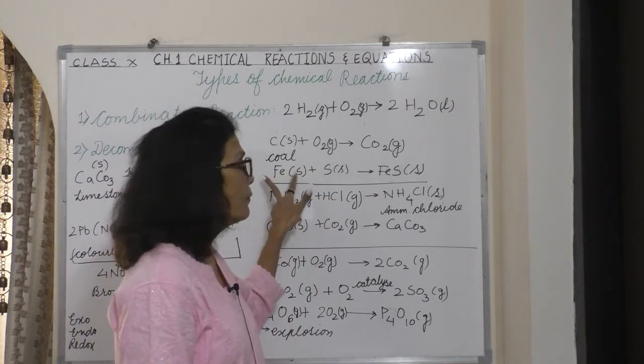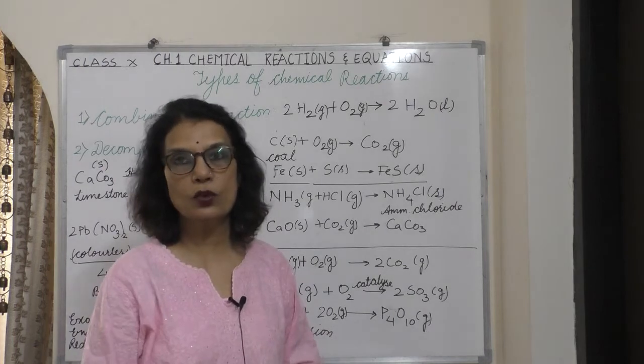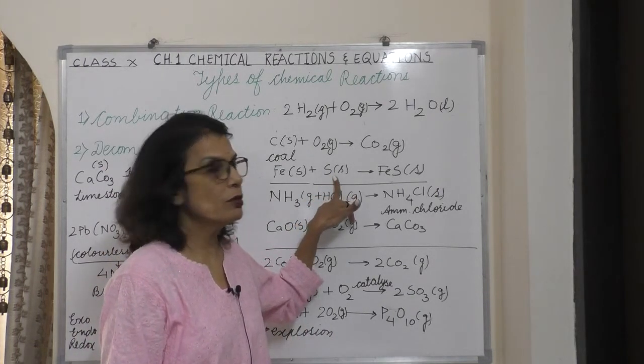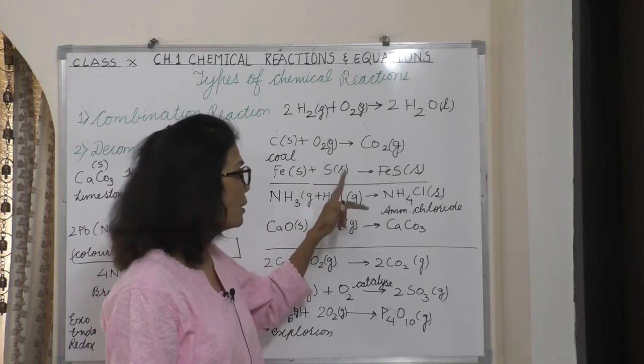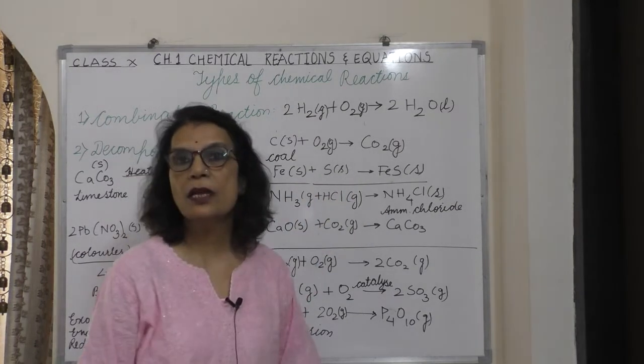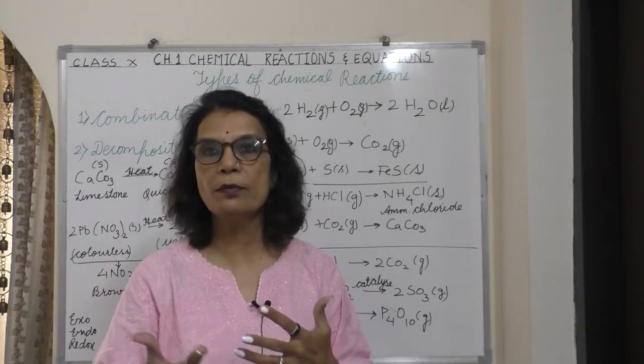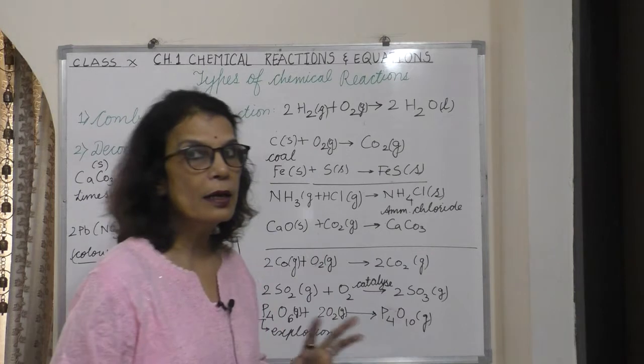Next, Fe means iron, which is in the solid form, reacting with sulfur, which is also in solid form, and on reaction we are getting iron sulfide, which is also solid. So here we are getting the same state, all are solid.